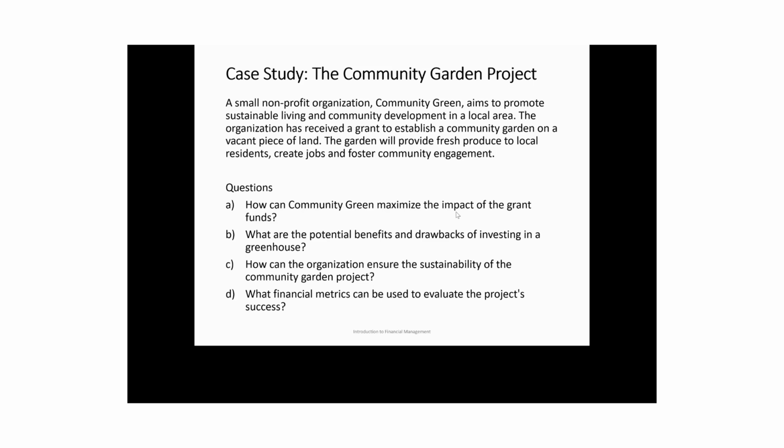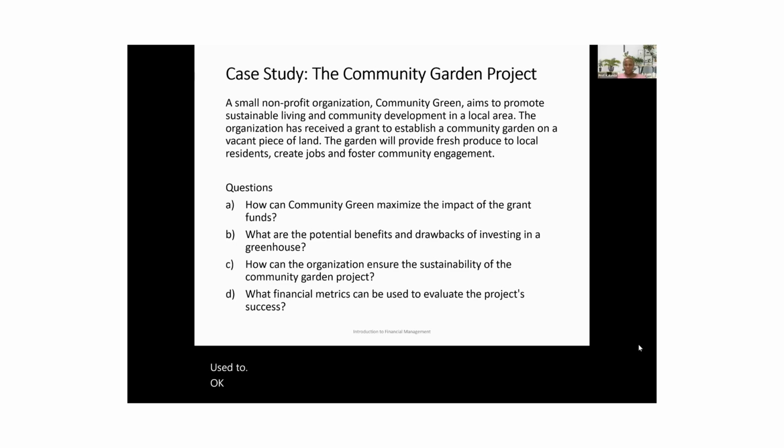And here are the questions. The first one is, how can Community Green maximize the impact of the grant funds? Number two, what are the potential benefits and drawbacks of investing in a greenhouse? Number three, how can the organization ensure the sustainability of the community garden project? And finally, what financial metrics can be used to evaluate the project's success?